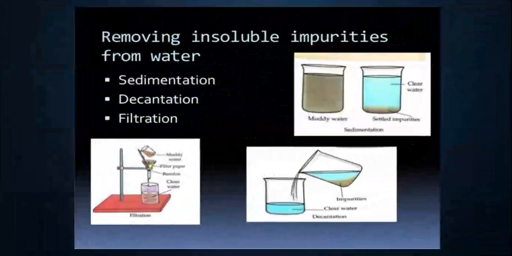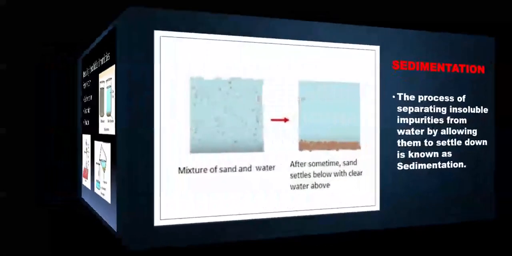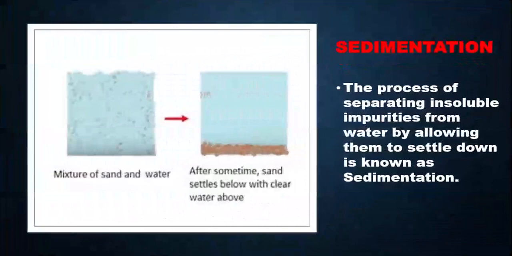Children, we can remove these impurities from water by using different methods. Let us first discuss the methods by which we can remove the insoluble impurities from water, and these methods are sedimentation, decantation, and filtration. So first, let us discuss sedimentation. Children, this is a very simple method, and the process of separating the insoluble impurities from water by allowing them to settle down is known as sedimentation.